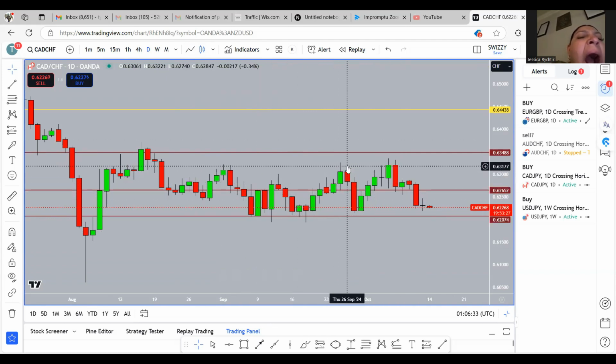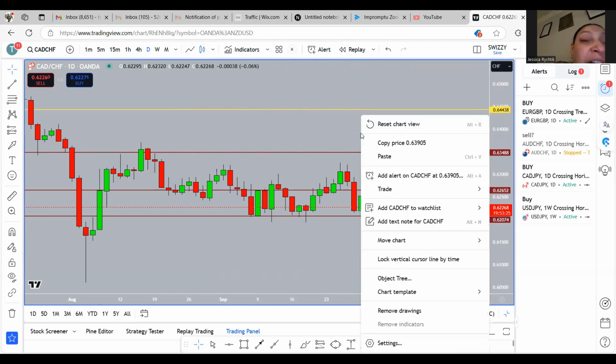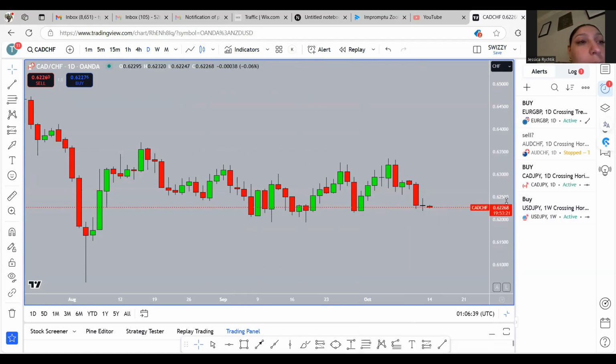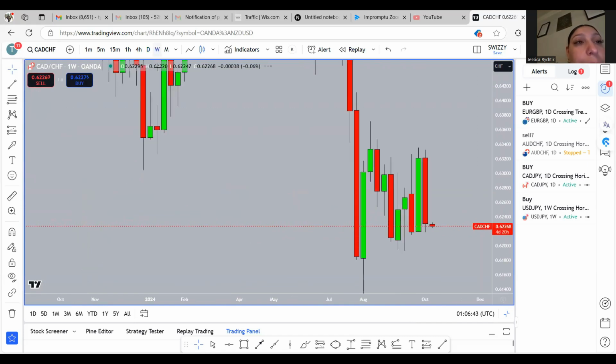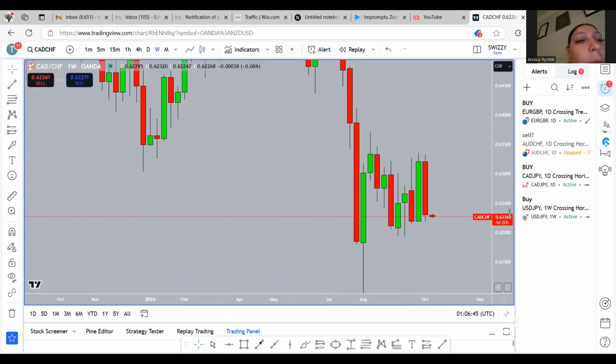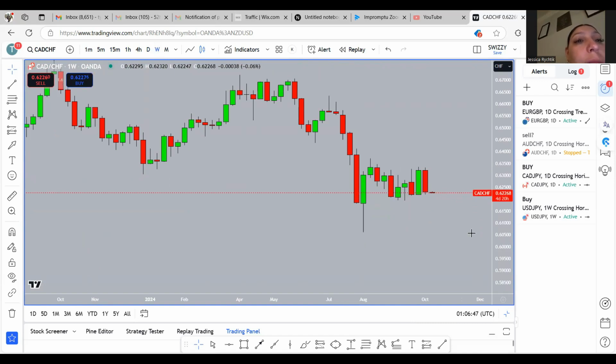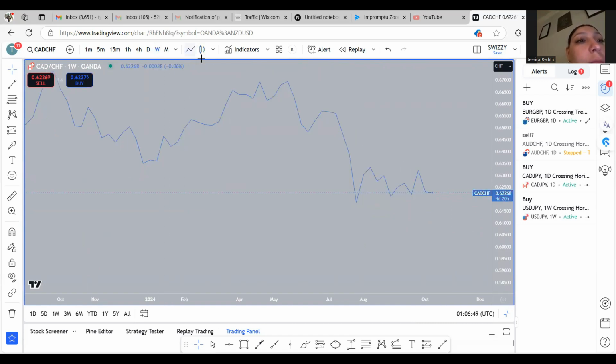Okay. Let's look at this. So we're going to start this from scratch. We're going to remove all the drawings. This is what you're going to be looking at. So first things first, we're going to go to the weekly, and we're going to look for support and resistance on the weekly. Now we can turn it into the line. Remember our trick? So we can do this as a way to kind of see.